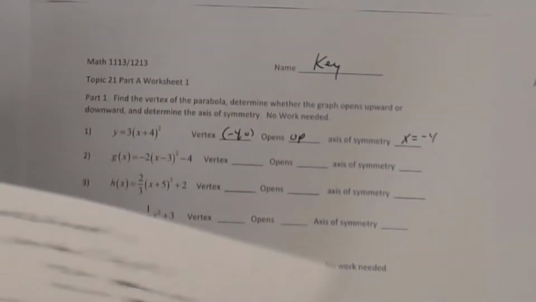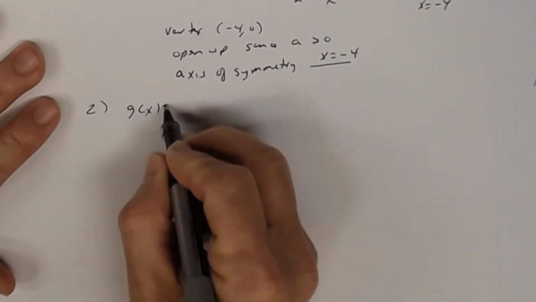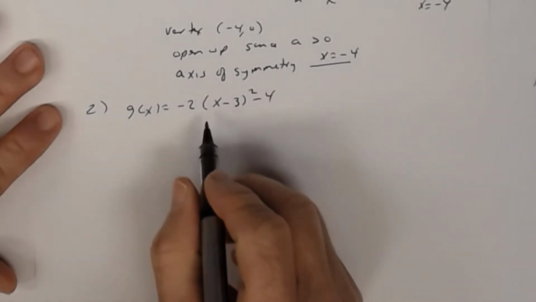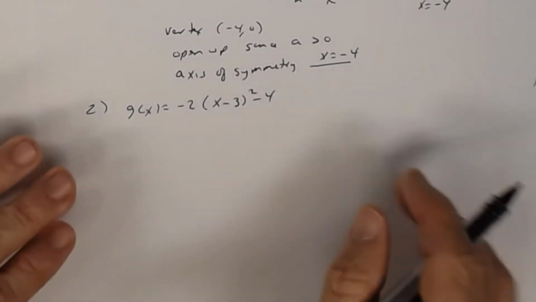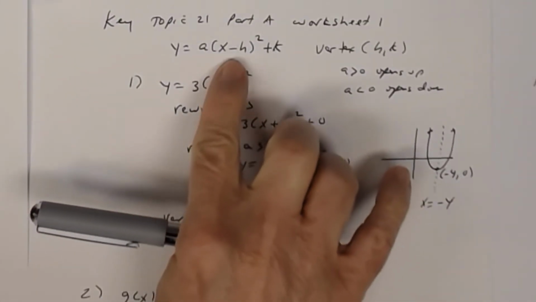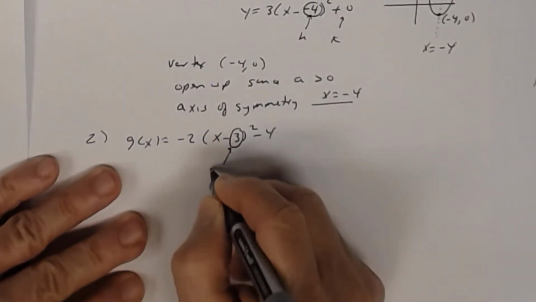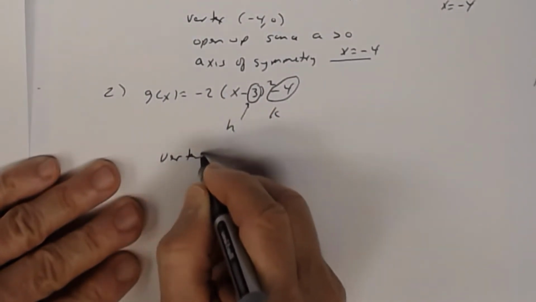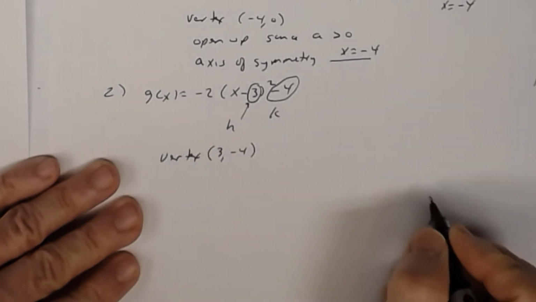So if you look at number 2, this is what we have. We have g of x equals negative 2 times (x minus 3) squared minus 4. And notice that to determine the vertex, this is already in vertex form, and it's already of the form where we want x minus h. So you see x minus 3, so h is 3, and then negative 4 is k. So your vertex is positive 3, negative 4. That's your vertex, so that goes here.